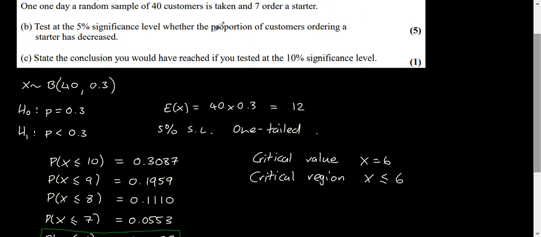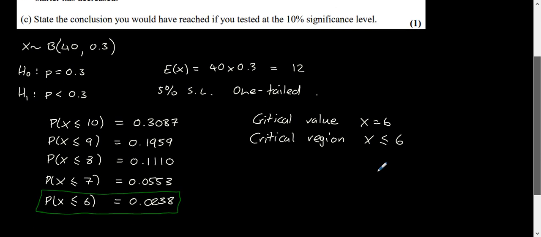So we have here on one day 7 order a starter. So what we're looking at here? 7 is not inside the critical region. Okay, 7 is not less than or equal to 6. And that means that 7, although it may look significant, is not significant. So 7 isn't less than or equal to 6, and we know from this it has to be less than or equal to 6 to be considered significantly lower than 30%.